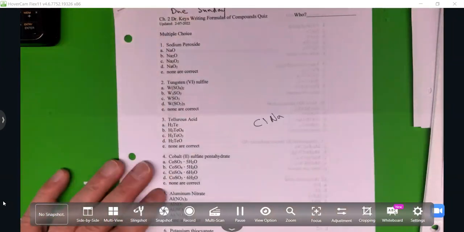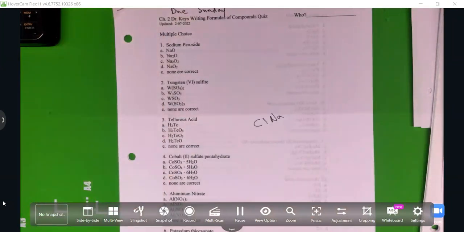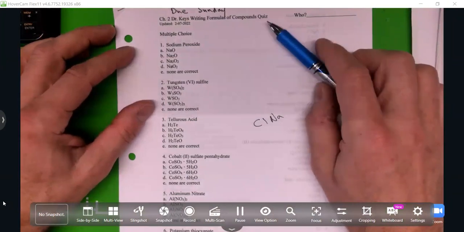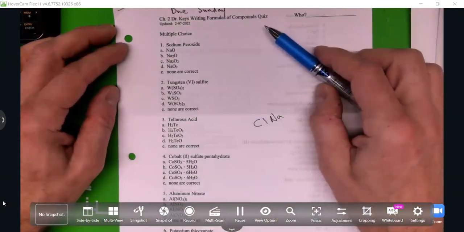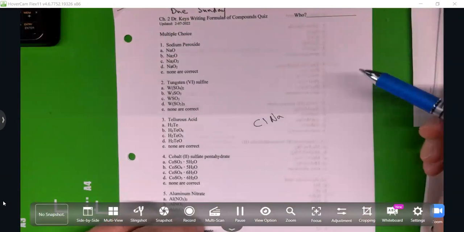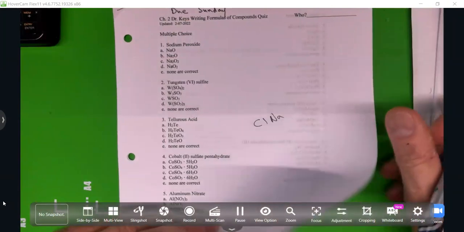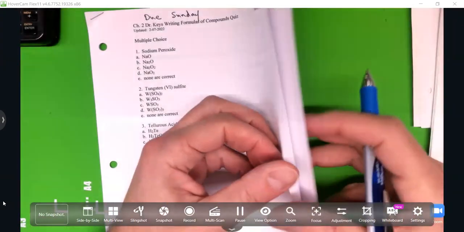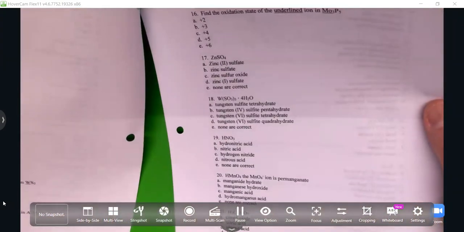anybody got any questions on any of these on this compounds quiz? Shoot me a number, somebody. Which one? 11. All right, 11.